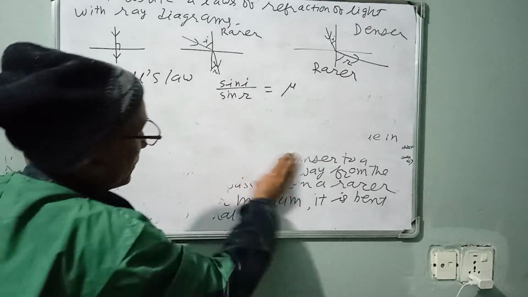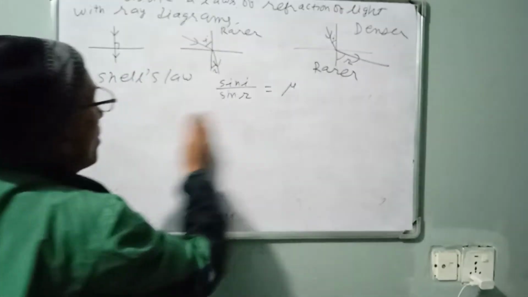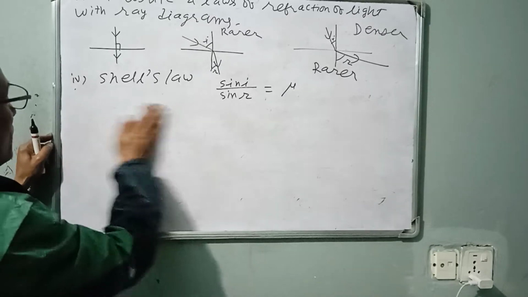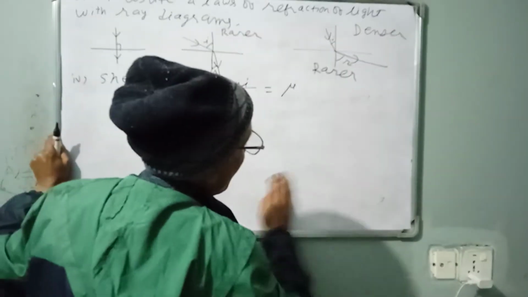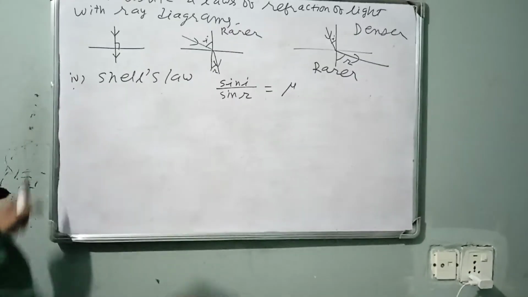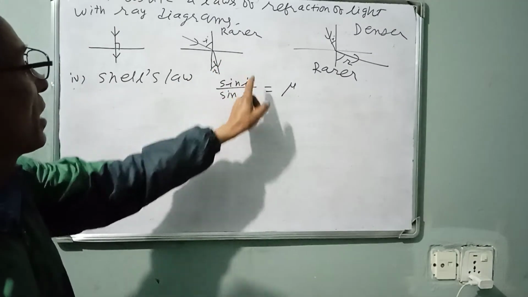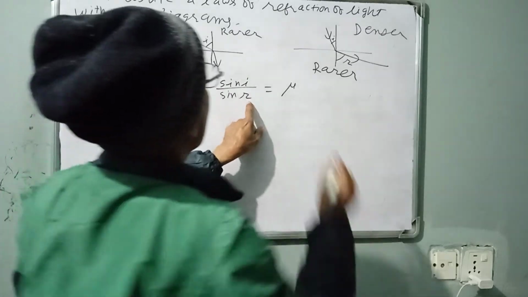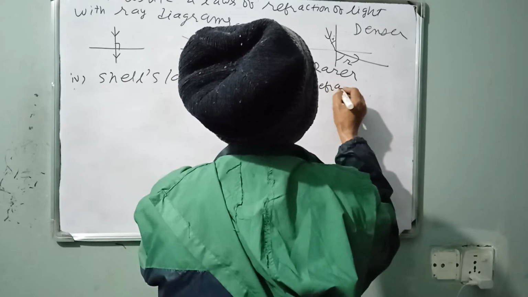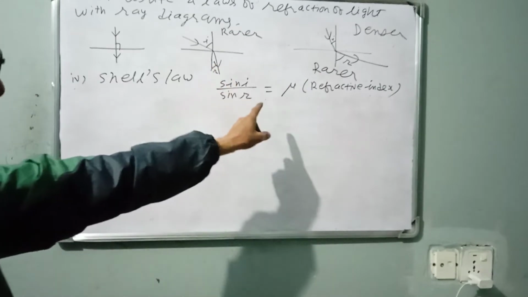Sin i by sin r. This is the fourth law or the last law. Sin i by sin r equal mu. i for angle of incidence, r for angle of refraction, mu for refractive index. It is called the refractive index. It is the ratio of sin i by sin r.